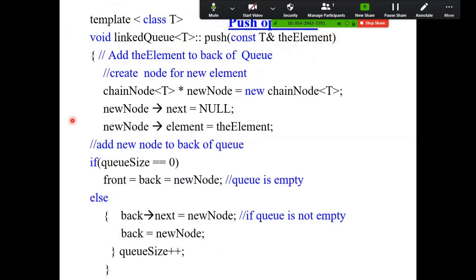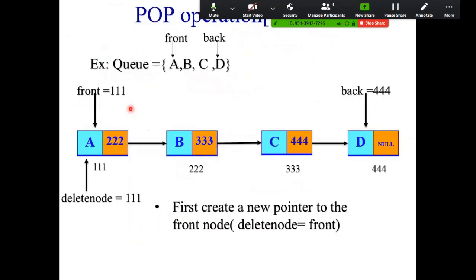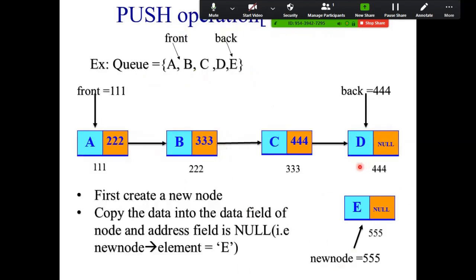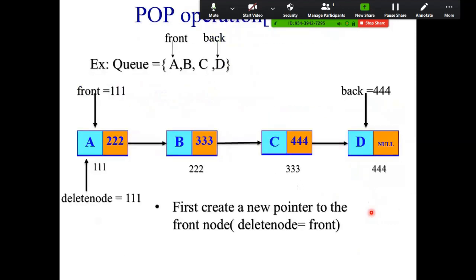So what do we do? First we allocate a node. That's what we discussed in the push operation. First we allocate a node. Then we check whether the queue is empty. If it is empty, that will be the first node and last node. If it is not empty, we are inserting at the end of the chain. We allocate memory for the new node, then we link the last node with the new node, then we increment the queue size. That's what you have to do.